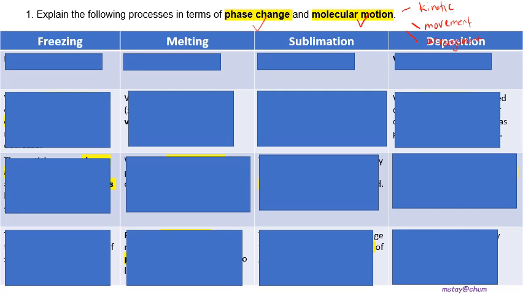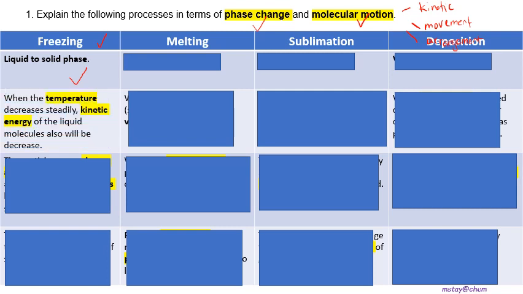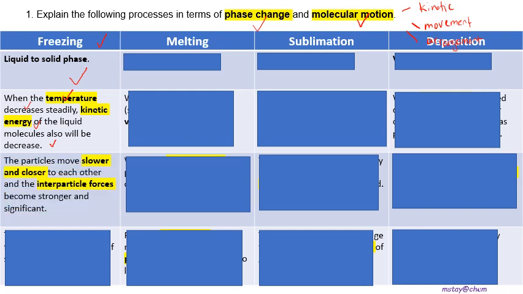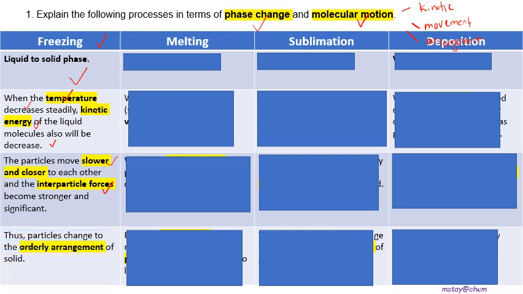First, we are going to explain freezing. Freezing is a process where the liquid changes to solid phase. Freezing is a cooling process, so that's why we mention the temperature will decrease and then the kinetic energy also will decrease. This will cause the particles to move slower and closer and increase the strength of the intermolecular force. And then the particles will arrange themselves more orderly and become the solid.